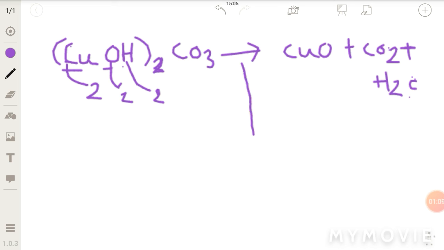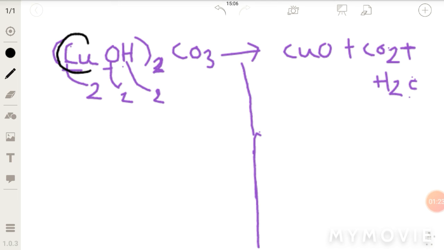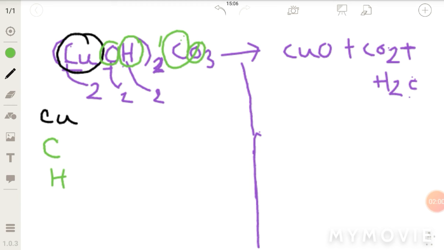Now let us balance the equation. First to identify the metal, so this is a metal, so you write here copper. Then to identify the non-metal, here carbon is a non-metal, so here we write carbon. Then we have to find the hydrogen, so here is the hydrogen. Then we go for oxygen, here is oxygen.